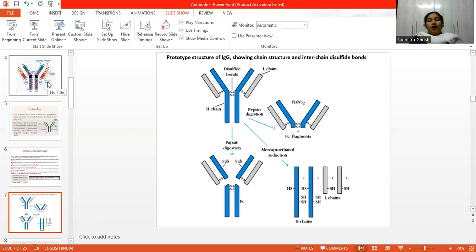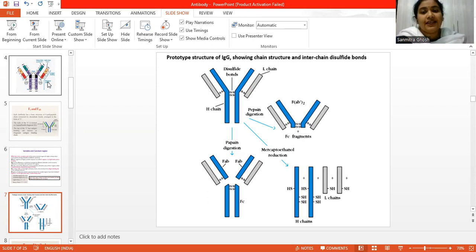Now, how the structure is actually looking like, and which component of the structure is having which particular type of function, for that, different types of experimentations have been done. So initially, it was checked which portion is having actually the antigen binding capacity. Since they are proteins or glycoproteins in nature, they can be digested by different proteases if those proteases have their recognition site in this particular polypeptide chain.